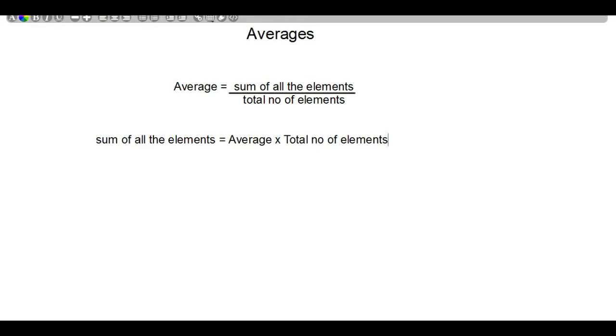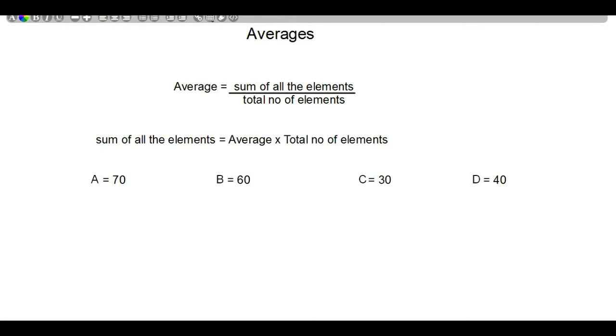And from the same formula, we can also find out the sum of the elements. The sum of the elements should be equal to the average value times the total number of elements. Let us take an example to understand the definition of average. Let us say there are four persons A, B, C and D, and each one of them has got some amount. For example, let's say A has got 70 rupees, B has got 60 rupees, C has got 30 rupees and D has got 40 rupees.